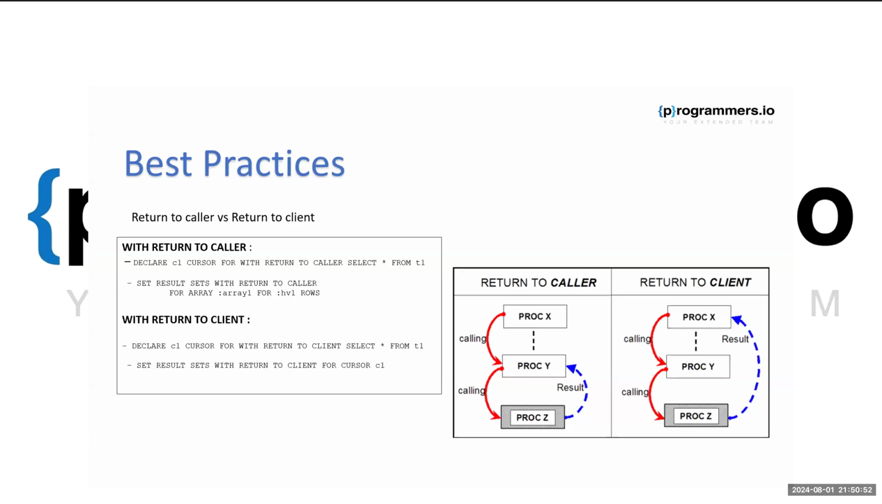To overcome this extra hop through procedure Y, we have a special characteristic for result sets, so that we can return those result sets directly to the caller from where it gets called. Here the caller can be represented as the first program being called in our call stack. So here we have a code block, set result set with return to caller. This way, whatever is in array 1 with the HVL number of rows will get returned back to the caller.